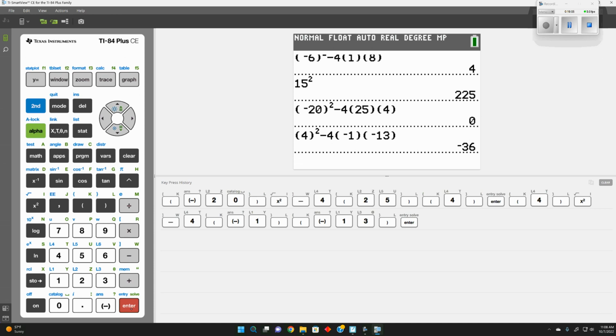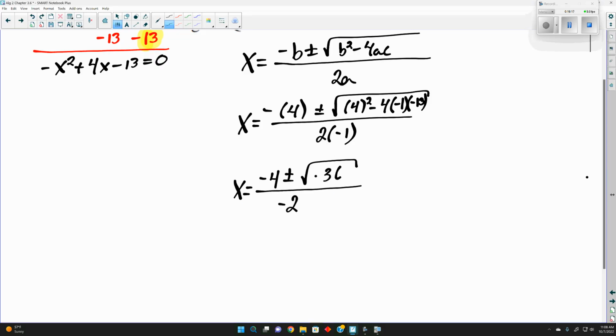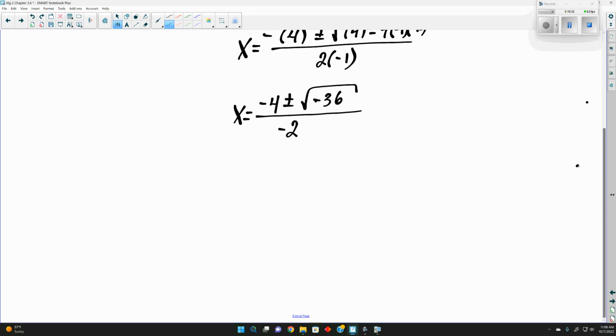So this is one of the cases where just trying to plug it straight into the calculator wouldn't work, because the calculator would throw it out because it's negative. So we have negative 36. Now we can still simplify this. We just have to do something to it first. We have to pull that negative out as i. And if we do that, that leaves us with what? The square root of 36. And the square root of 36 is 6, because 6 times 6 is 36.